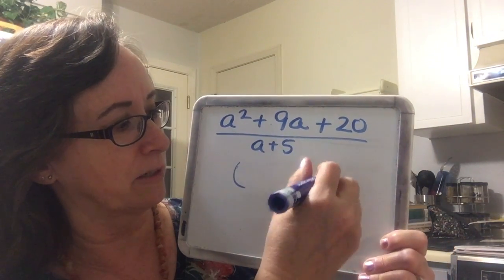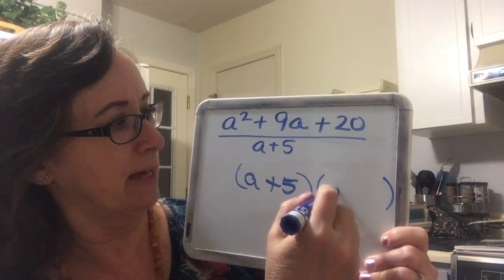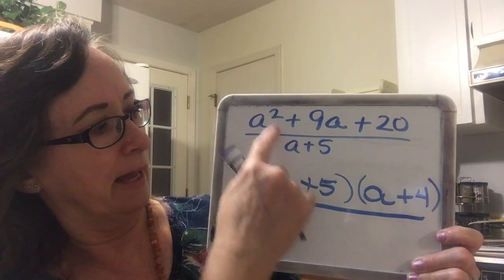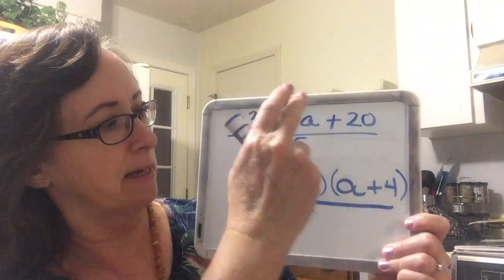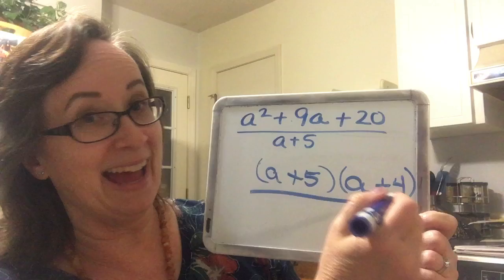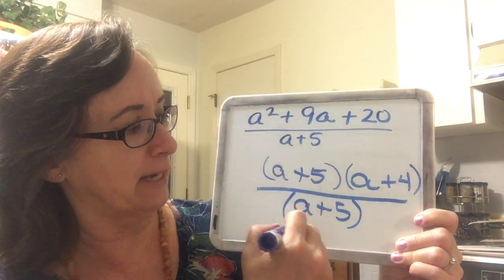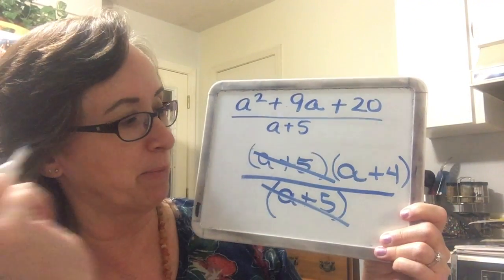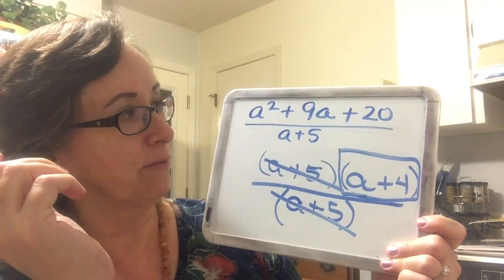We can factor the numerator into a plus 5 times a plus 4. A squared, 5a plus 4a is 9a, and 20. And so the numerator factors with a plus 5 as one of the factors. So then when we divide by a plus 5 on both the top and the bottom, we wind up with the answer a plus 4.